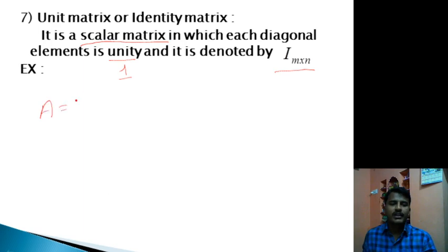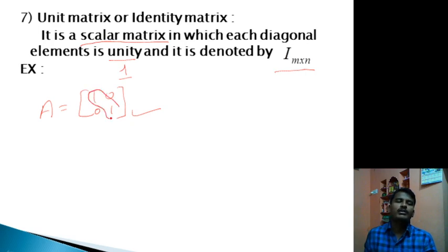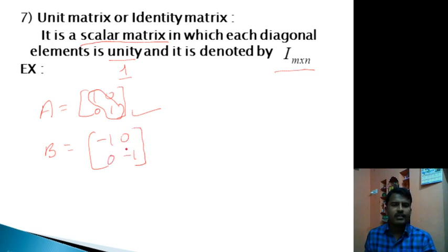I will take a matrix A equal to 1 0 0 1. Is it an identity matrix? Yes, it is an identity matrix because it is a scalar matrix. All diagonal elements are unity. That's why it is my identity matrix. Let me take a matrix B, minus 1 0 0 minus 1. Yes, it is a scalar matrix, but the diagonal entries are not unity. Here it is minus 1. That's why it is not a unit matrix or identity matrix.